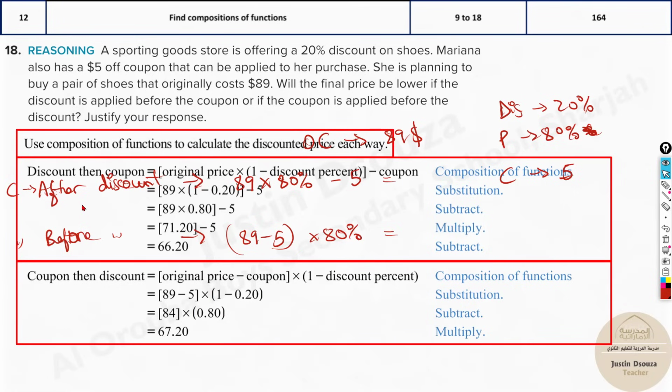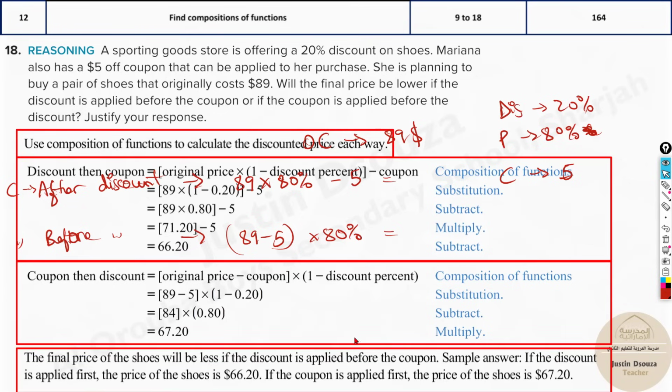So if you apply the coupon after the discount, first the discount is done and then you apply the coupon, then you will get 66. Whereas over here, you do the coupon first on the original price, it will be reduced to 84, and then you apply the discount, then you will have to pay $1 more. So that is the answer.